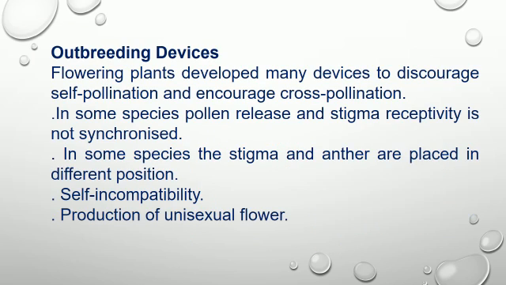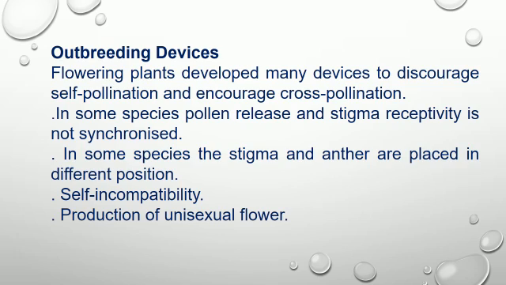The majority of flowering plants produce hermaphrodite flowers, and pollen grains are likely to come in contact with the stigma of the same flower. Continued self-pollination results in inbreeding depression. Flowering plants have developed many devices to discourage self-pollination and to encourage cross-pollination. In some species, pollen release and stigma receptivity are not synchronized. Either the pollen is released before the stigma becomes receptive, or the stigma becomes receptive much before the release of pollen.